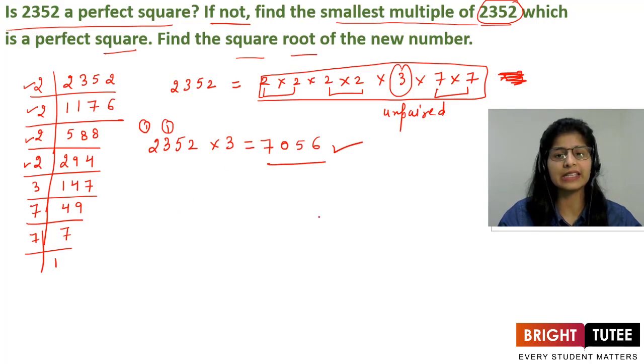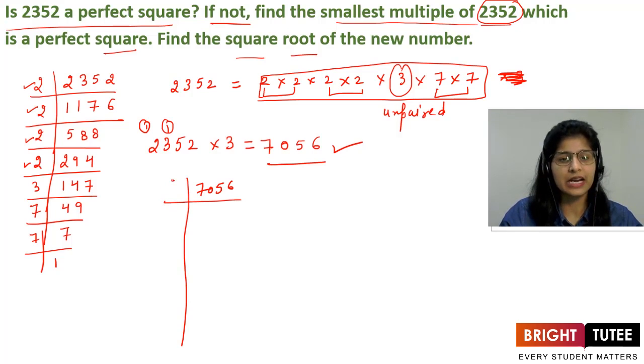Now we are sure that this number would be a perfect square. So what we need to do is the prime factorization of 7056 to find out the square root of the new number. Clear? Let us do that. 7056. Let us start with 2.